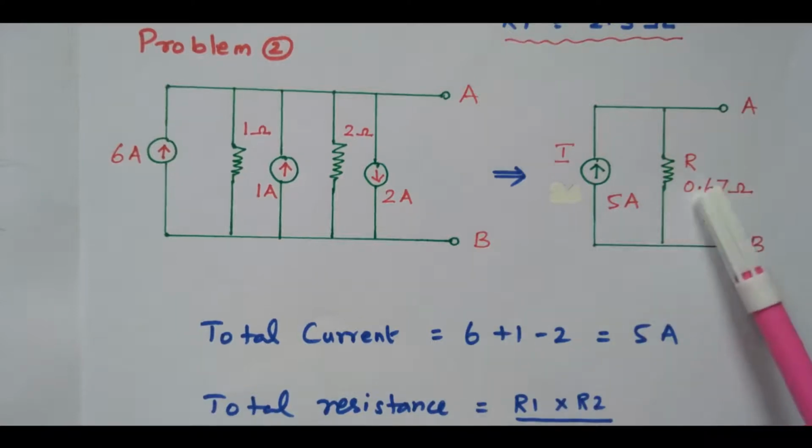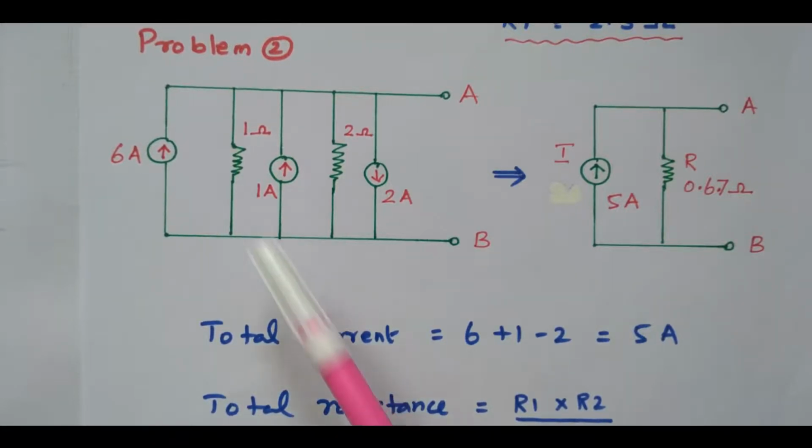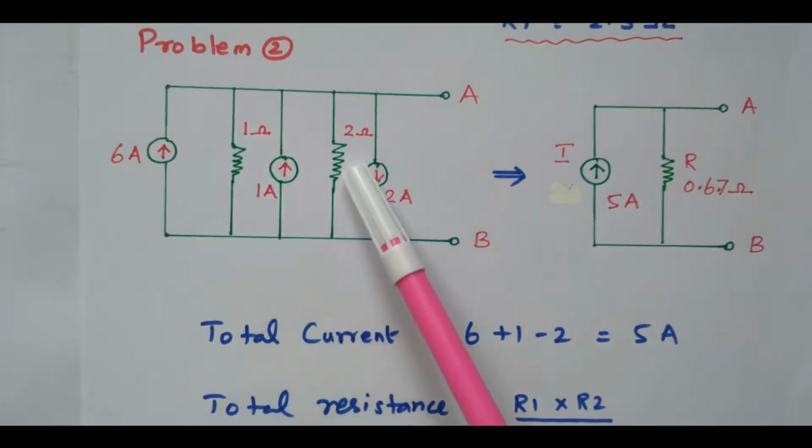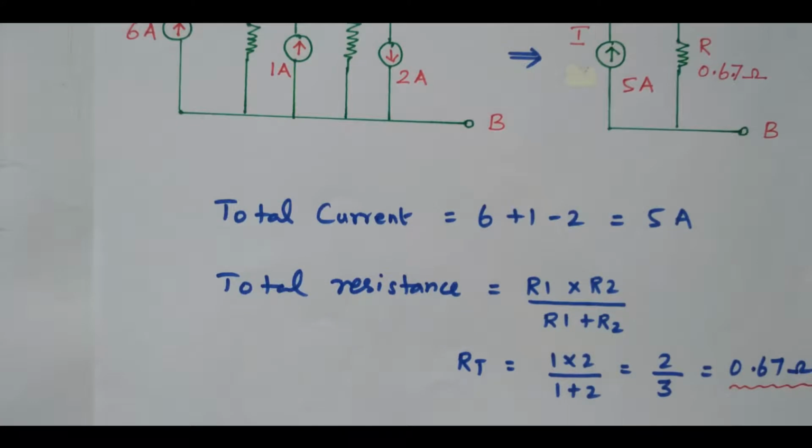Then what is the total resistance? These two resistors are connected in parallel. So by using the parallel combination, we can find the resistance. We take the 1 ohm as R1 and the 2 ohm as R2. The total combination when connected in parallel is nothing but R1 R2 divided by R1 plus R2. So 1 into 2 divided by 1 plus 2. 2 divided by 3, 0.67 ohm. Right?